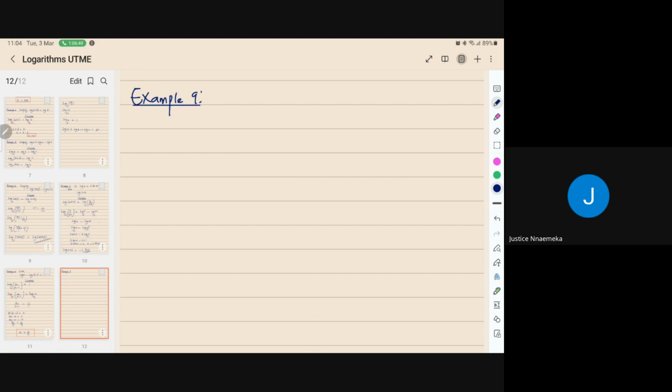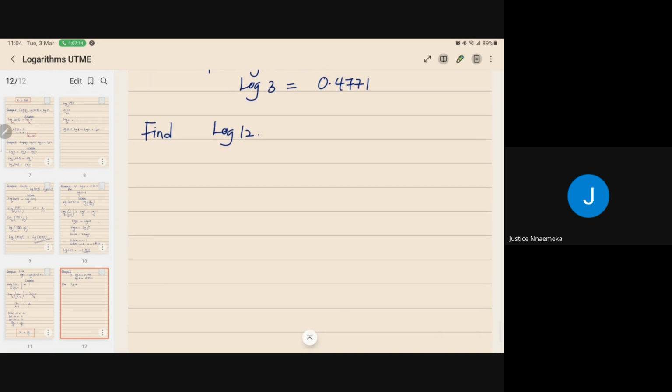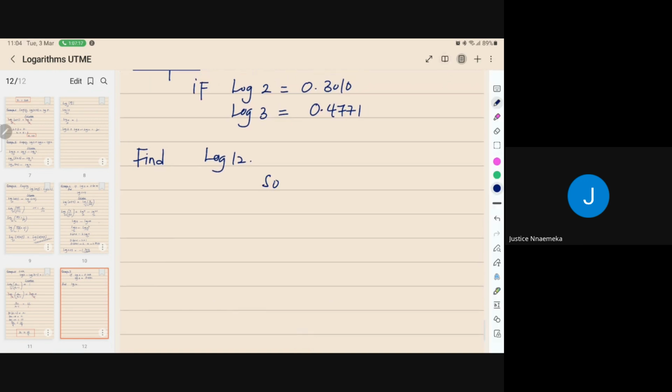So for example 9, if log 2 is equal to 0.3010, oftentimes we see this kind of question. And log 3 is equal to 0.4771. Then we are asked to find log 12. So our goal is to find a way to break this 12 down so that it can contain all of these values that were given to us. So solution, what can we think about?